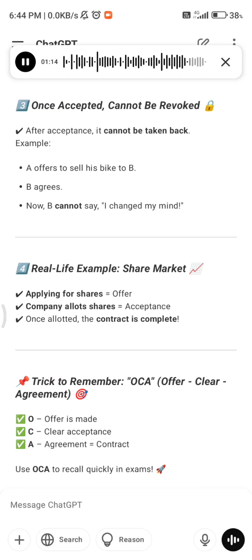Trick to remember, OCA. O, offer is made. C, clear acceptance. A, agreement. Use it to recall quickly in exams.